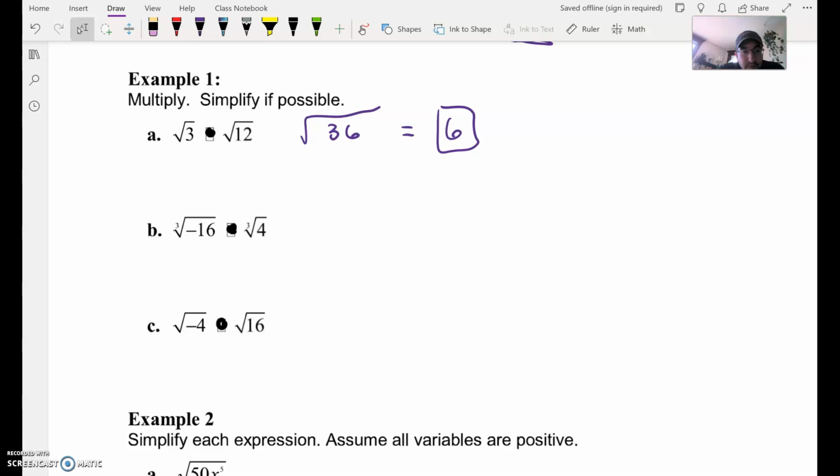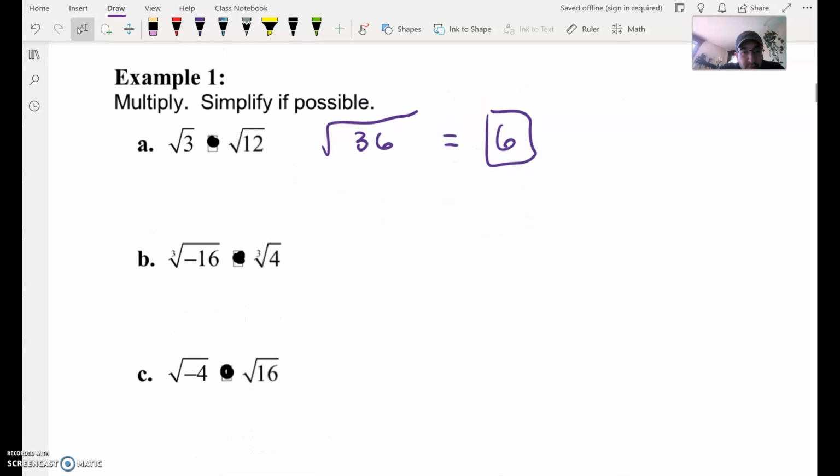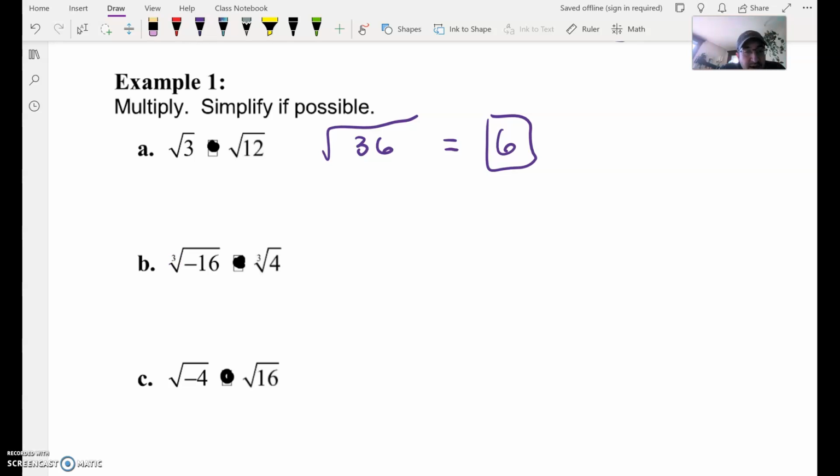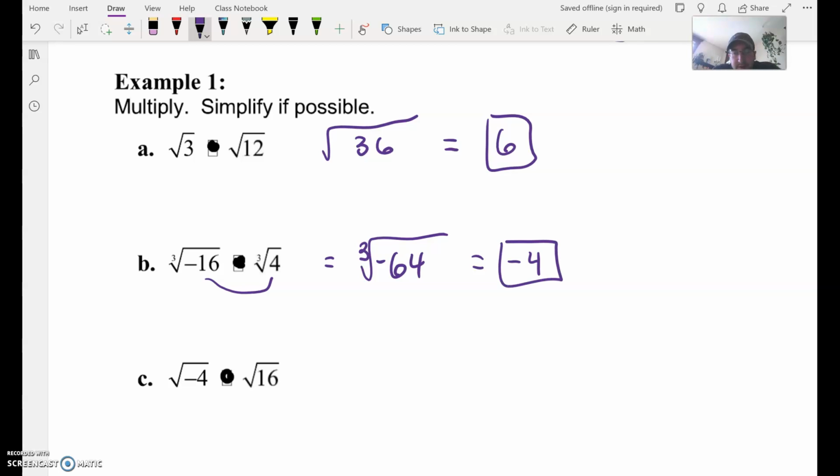Okay. What about this? Is this a real number? The cube root. You can do cube roots of negatives. Okay, so that's going to work out. So the cube root of negative 16 times the cube root of 4 is going to be the cube root of negative 16 times 4. 4 times 6 is 40. 40 plus 24 is 64. So the cube root of negative 64, you can use your calculator to multiply that. Can I think of, is that a perfect cube? 4 times 4 times 4 is 64, so that's actually going to be negative 4 times negative 4 times negative 4 is negative 64.